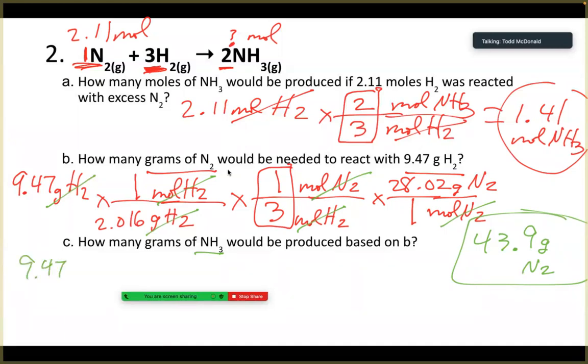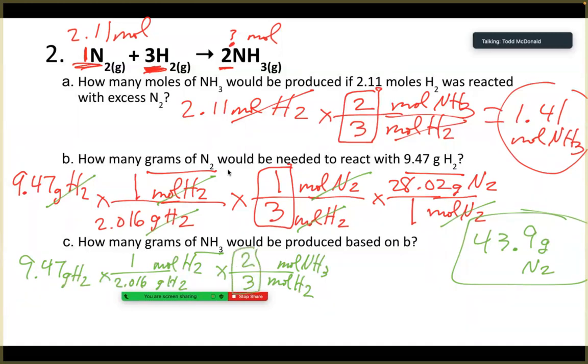9.47 grams of H2. This time I'm going to get rid of grams of H2 and go to moles of H2. So same first step. Don't recalculate, 2.016. The second step is going to be different here because I'm going to get rid of moles of H2, but now I'm going to change to moles of NH3. My ratio is a little different this time. You still put 3 on the bottom, but this time I put 2 on the top because this is a 2 to 3 ratio. And then the last step, since I'm going to grams, I need to get rid of moles of NH3, and then I need to go to grams of NH3.